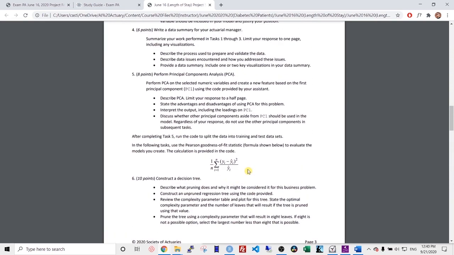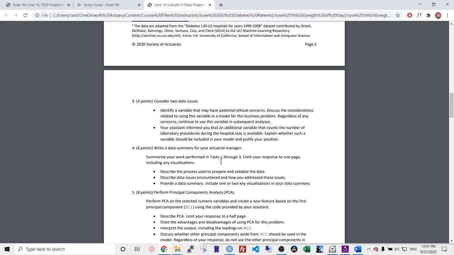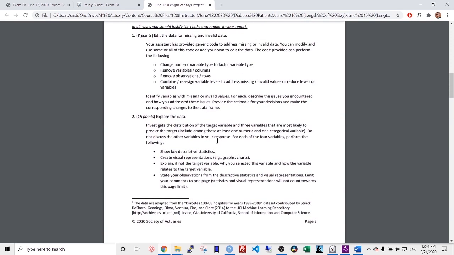Oh, this is interesting. The following task uses the Pearson goodness of fit statistic to evaluate the models you create. This calculation is provided in the code. So this is going to be the evaluation metric here, and this looks relatively new to me. So it's quite common that they will include new topics or topics that are barely covered on the syllabus in order to keep you on your edge. So don't be surprised if you see things that are new. So then I'll just immediately start on task 1.